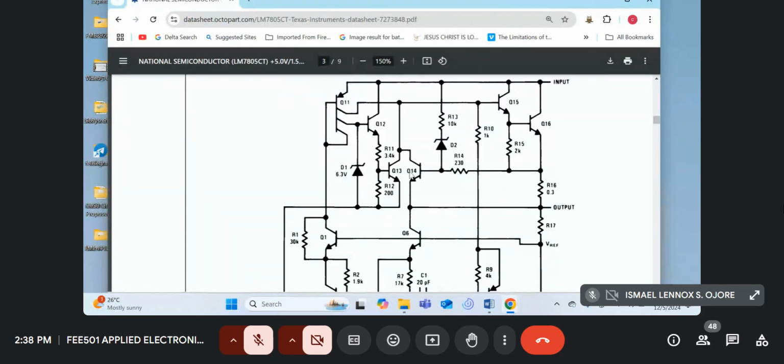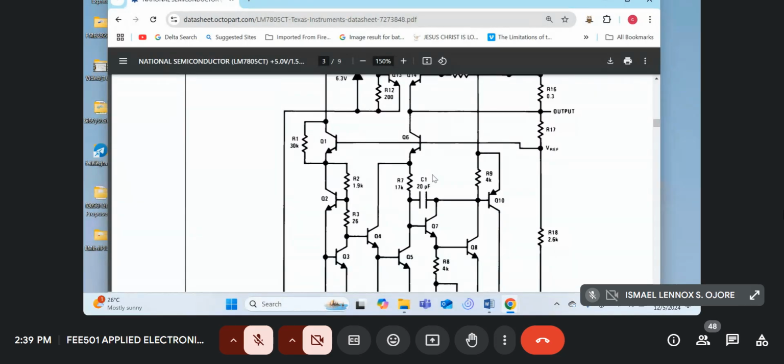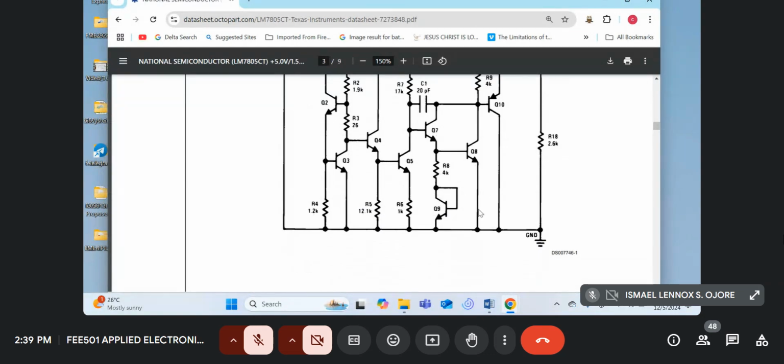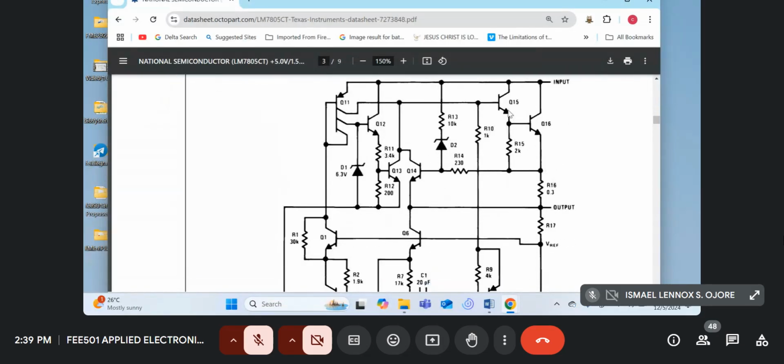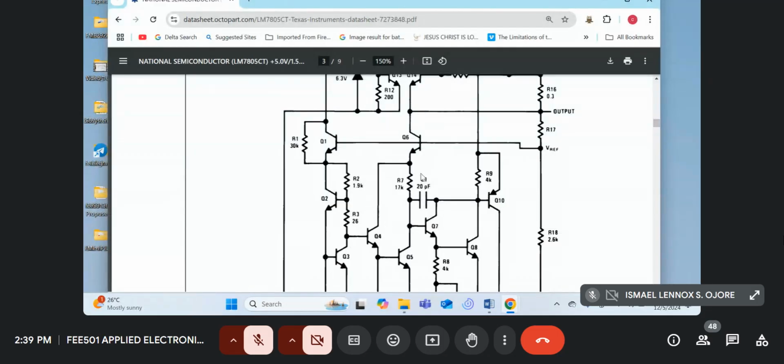And the base of Q13 and Q14 form the driving circuit of a differential amplifier, which is formed by Q1 and Q6. Won't go so much into the internal details of the workings of this, but I just wanted to show you. Inside here, you got the output stage, which is Q5, Q6. You got a reference, which is D1. And the rest of the circuitry is for short circuit protection and your error amplifier.